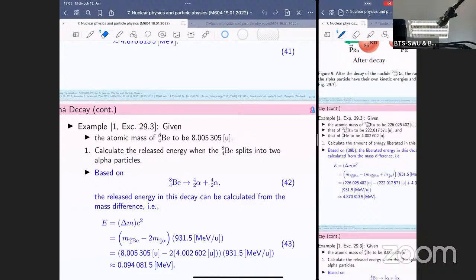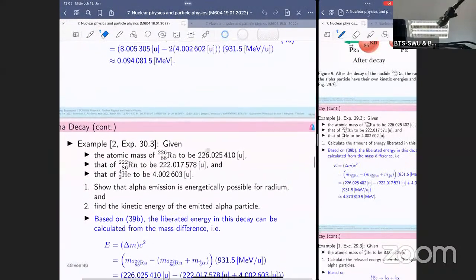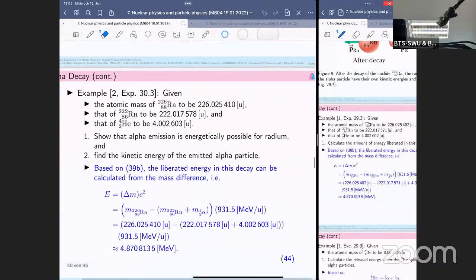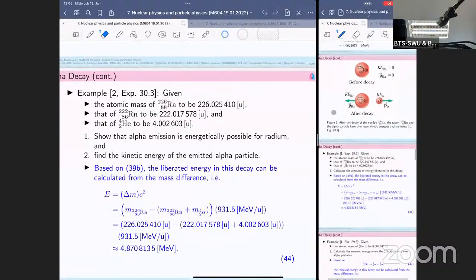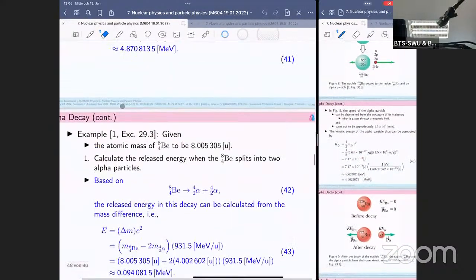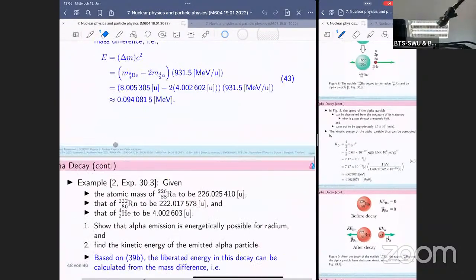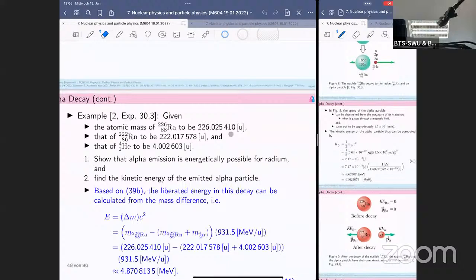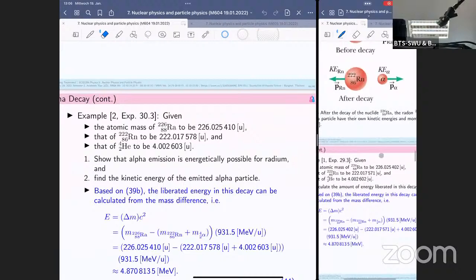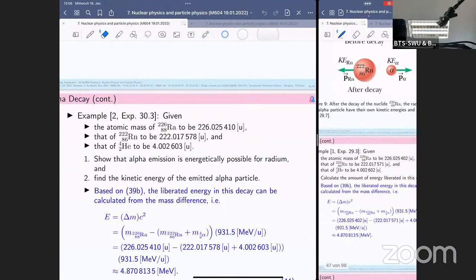Okay. The next one, we go to a more complicated example. They consider the same thing, but this one is taken from book number 2. The previous two examples are taken from book number 1. The values of the mass might be a little bit different because they may take the values from different sources.